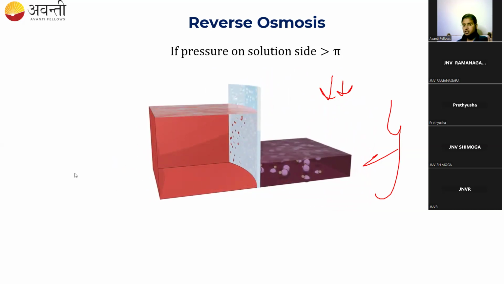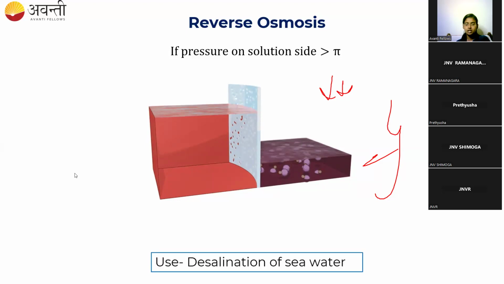In osmosis, particles will move from solvent to solution. In reverse osmosis, it will move from solution to solvent. That's all. The use is desalination of seawater. And in our home also, we have this RO, no? Reverse osmosis. So here also the same thing happens.